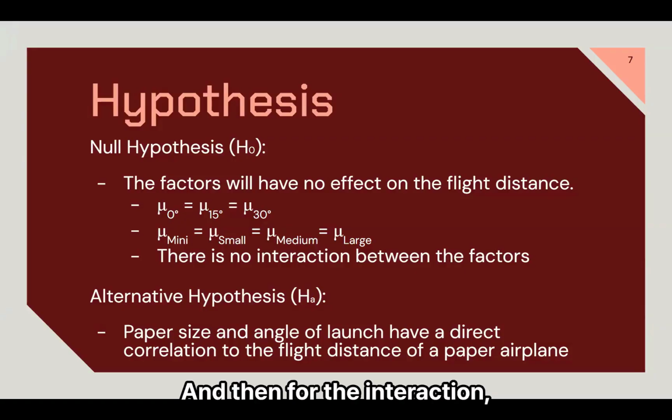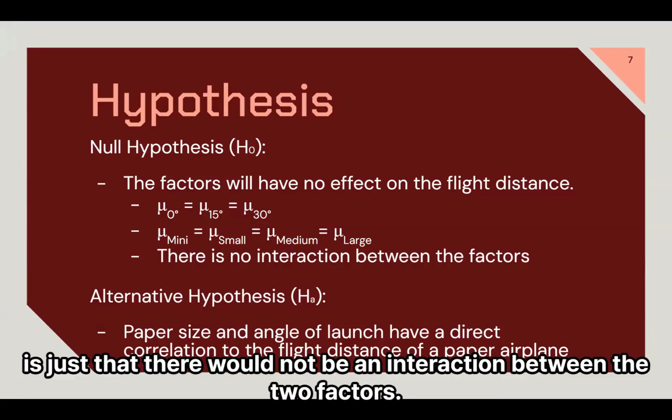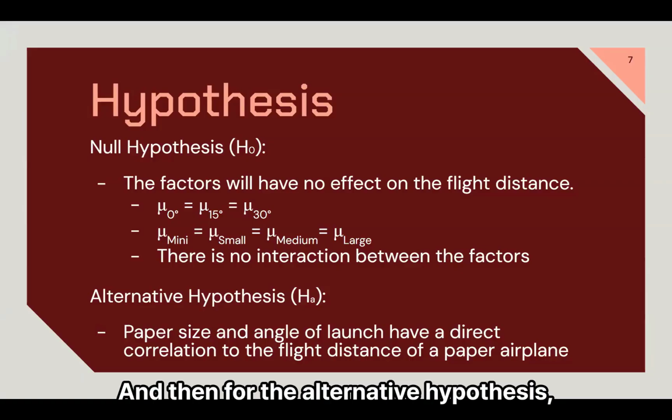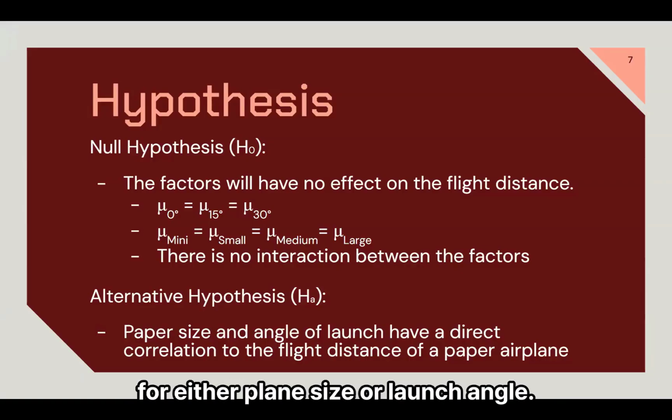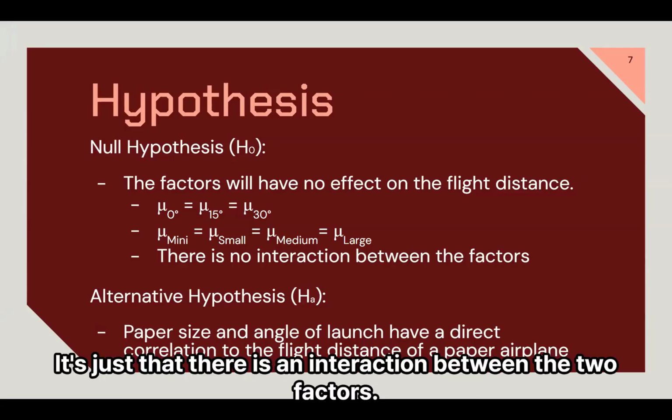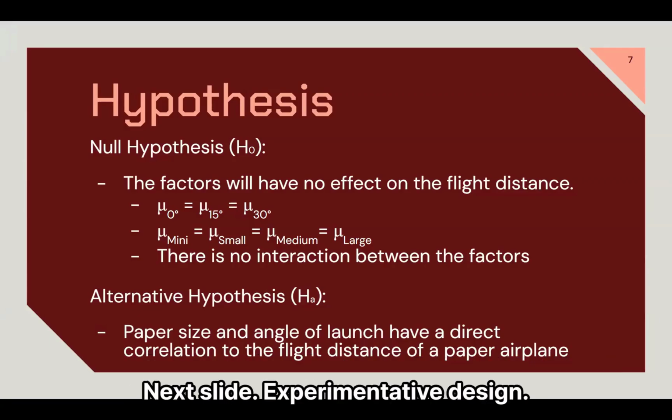And then for the interaction, the null hypothesis is just that there would not be an interaction between the two factors. For the alternative hypothesis, it's just that one of the group means is different for either plane size or launch angle. And for the interaction effect, it's just that there is an interaction between the two factors. Next slide.